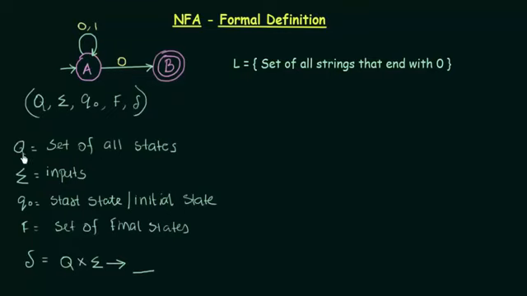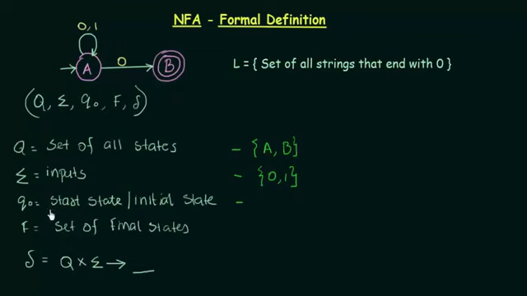Okay, so Q, sigma, Q naught, and F are the same as DFA, so I hope I don't need to explain it again. Let us just try to write down the values for this particular example. In this example, what is Q? Q is the set of all states. The only states we have are state A and state B. So it is A and B. Alright, and sigma is the inputs. What are the inputs we have? The inputs are 0 and 1.